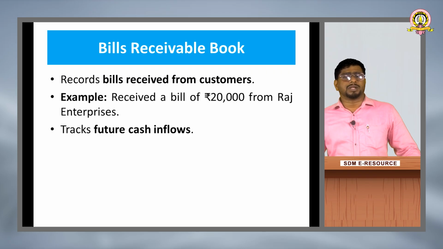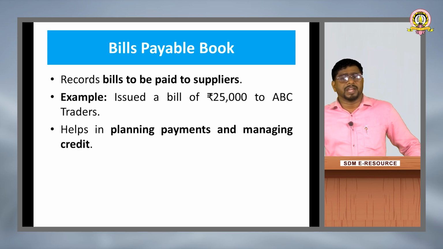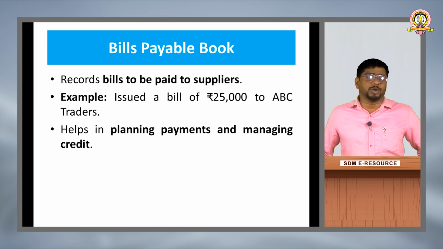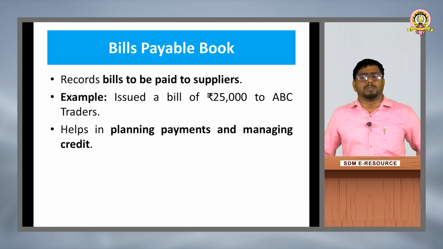Bills receivable book, another subsidiary book, records bills received from customers. Example: received a bill of rupees 20,000 from Raj Enterprises. It tracks all the future cash inflows. Bills payable book records bills to be paid to the suppliers. Example: issued a bill of rupees 25,000 to ABC Traders. This bills payable book helps in planning the payments and managing credit.